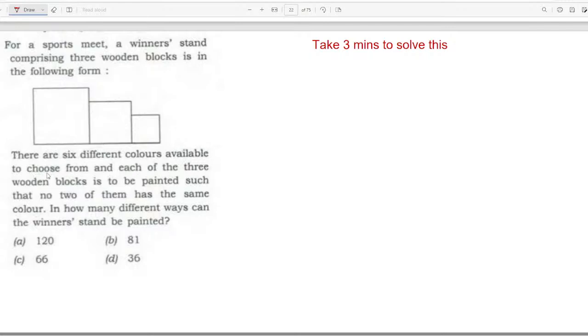There are 6 different colors available to choose from. Each of the 3 wooden blocks is to be painted such that no 2 of them are the same color. So there is no repetition here. In how many different ways can the winner's stand be painted? So there are 6 colors.